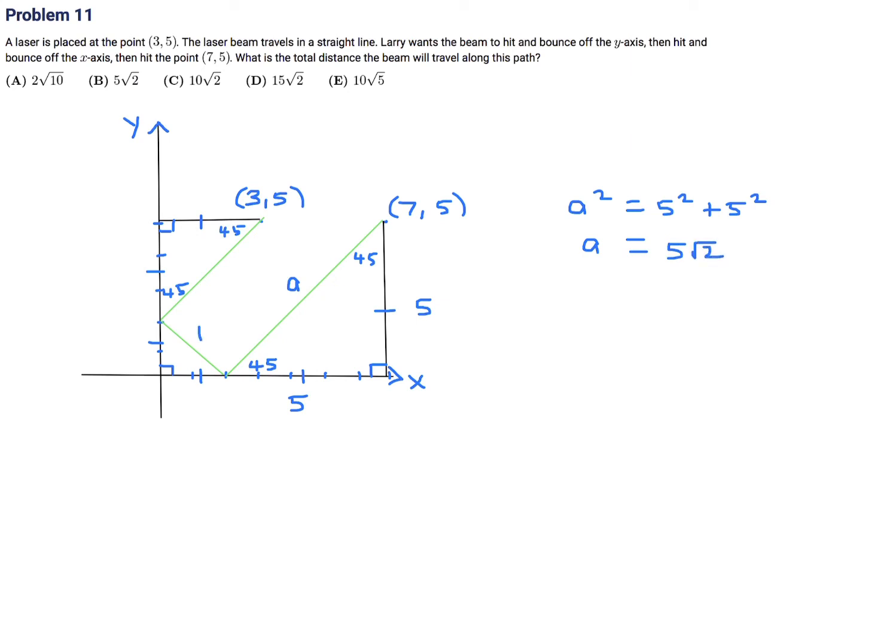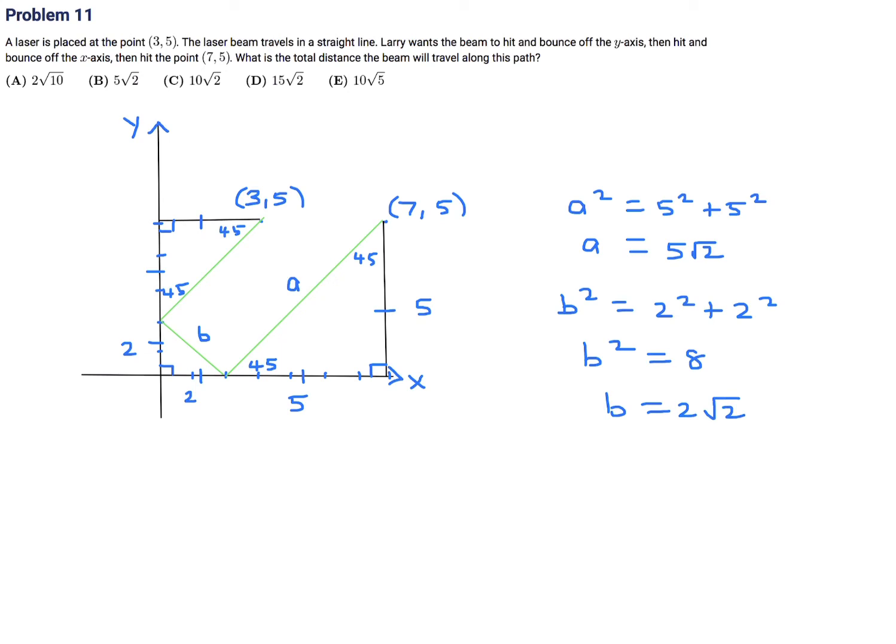Now let's figure out this guy here. From here to here is 7. If there to there is 5, that means from here to here is 2. So this is 2, and therefore that's 2 since that was isosceles. So similarly, b squared is equal to 2 squared plus 2 squared. So b squared is equal to 8, and therefore b is 2 root 2.